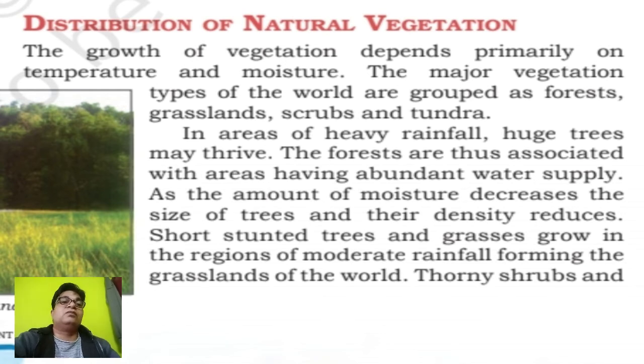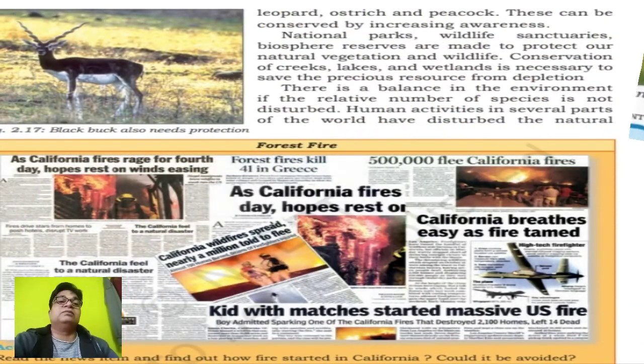As the amount of moisture decreases, the size of trees and their density reduces. Short stunted trees and grasses grow in the regions of moderate rainfall. Moderate means not too less, not too more, forming the grasslands of the world. So this is about some of the natural vegetation.